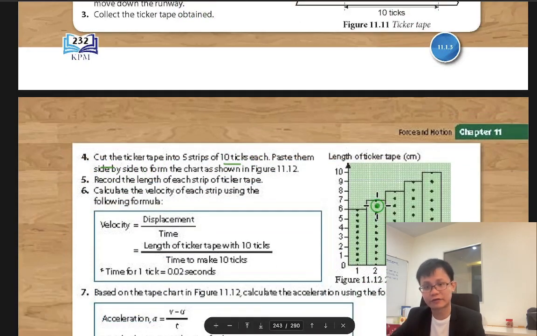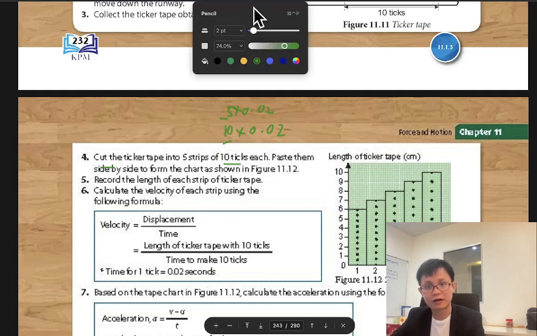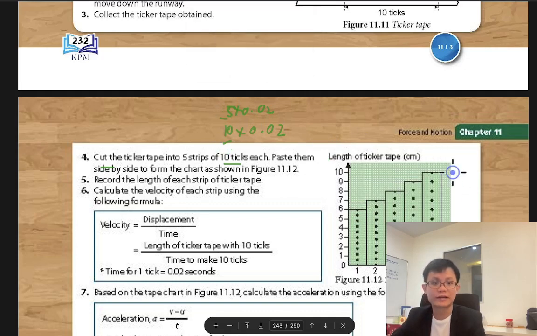Some students like to cut it in 5 ticks, some students like to cut it with 10 ticks. So if it is 10 ticks, the time will be 10 times 0.02. If 5 ticks, it is 5 times 0.02. Again, be careful in your exam whether it's 5 ticks or 10 ticks. You just be careful. So how to know? You calculate. Here I already told you.